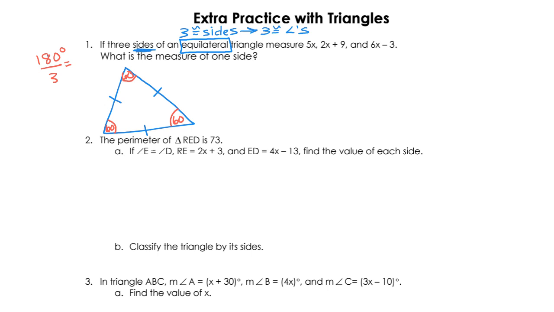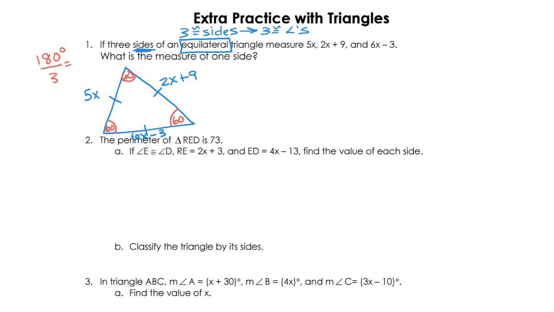All right, so going back to the sides, it says the 3 sides. So make sure that we label the sides on the outside of the triangle. So one will be 5x, one will be 2x plus 9, and the third one will be 6x minus 3. Okay, and they want to know what is the measure of one side. So we have to be able to solve for x, and then we can plug in. And when we plug in our value of x, they all should come out to be the same. If they don't, we did something wrong, and we have to go back and fix it.